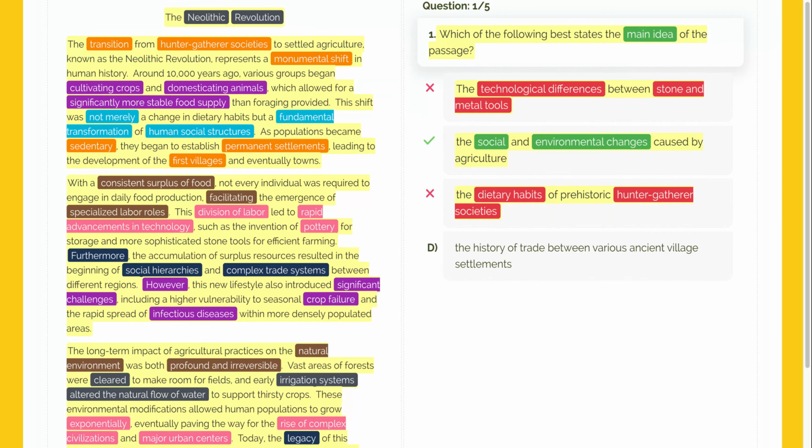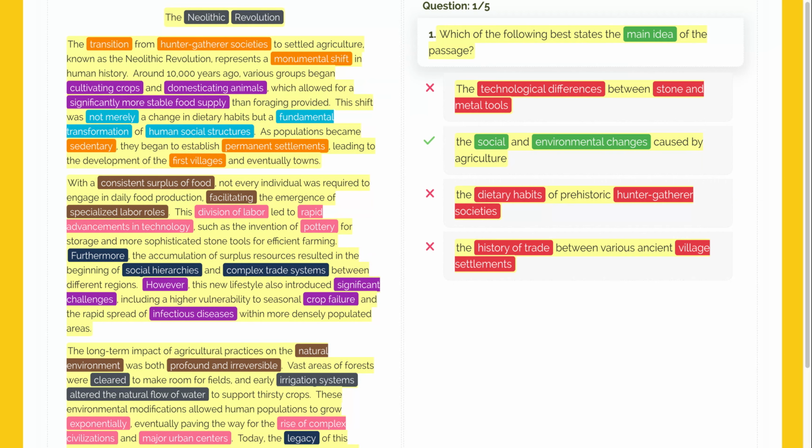Here's option D. Let's break it down. The history of trade between various ancient village settlements. This option mentions the history of trade between village settlements. Although trade systems are mentioned in paragraph 2, they are just one result of the surplus food. The passage covers much more than just trade, such as technology, disease, and environmental clearing. This is another example of a detail trap that is too narrow.